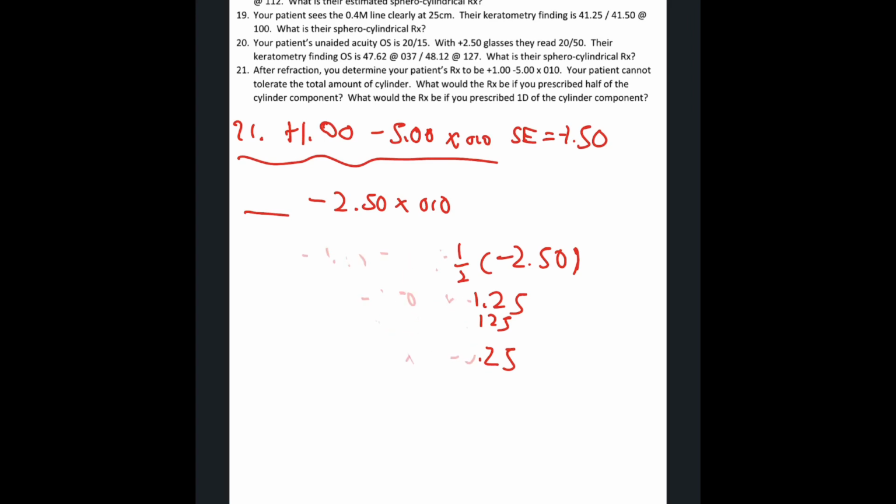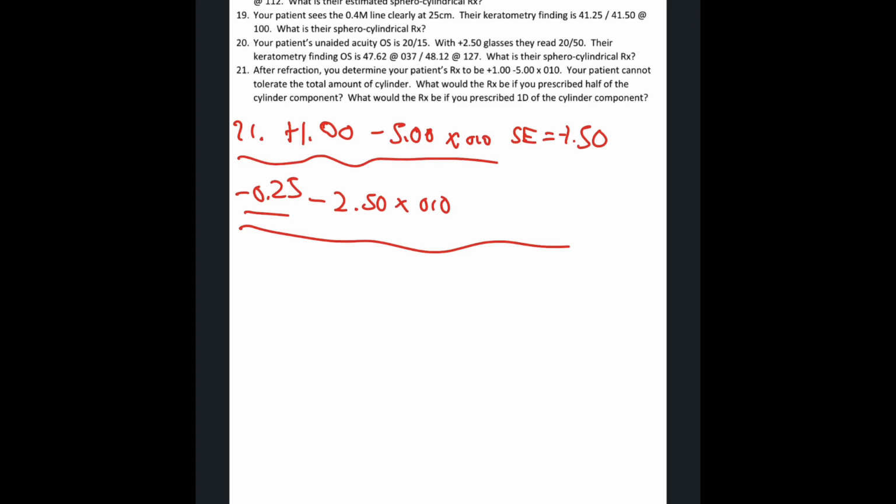Okay, and so whenever I do these problems, after I'm done, I just look at my final answer and I decide whether or not it makes sense. So if I took half of this, it'd be minus 1.25 minus a quarter plus minus 1.25 equals minus 1.50. So the answer makes sense.